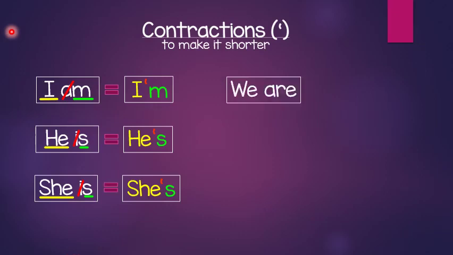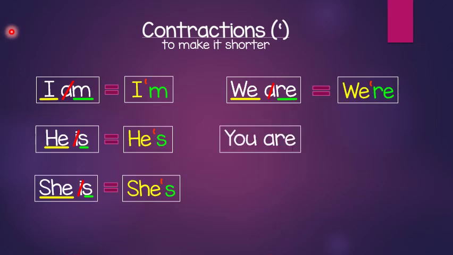Let's continue. We are. Again, we are has 2 words. We are going to turn it into 1 word. So we take the first word, we, and then we put the apostrophe. And from the second word, are, we also get rid of the first letter, A, and we only take the R and the E. So it becomes we're. We are, we're.